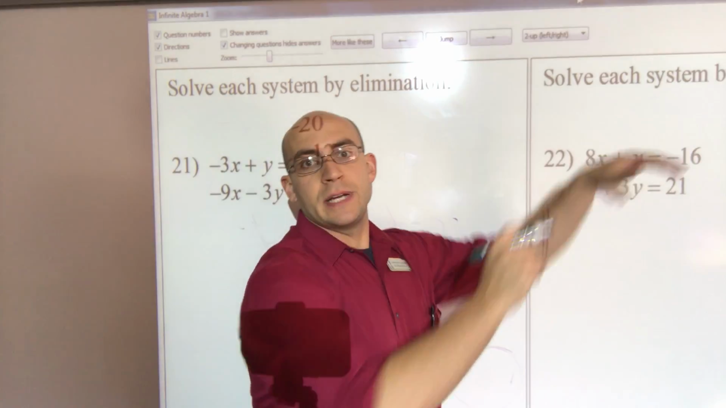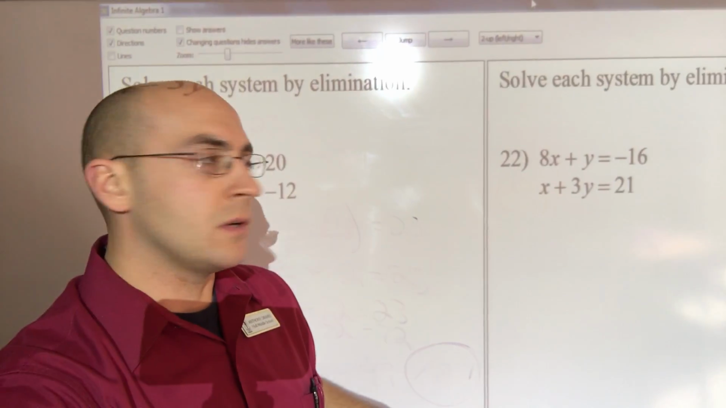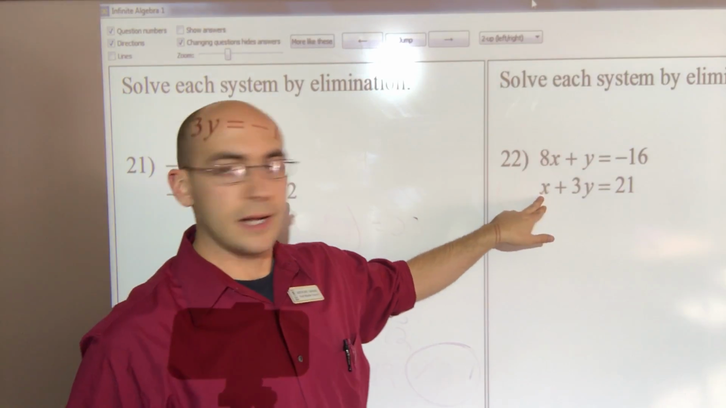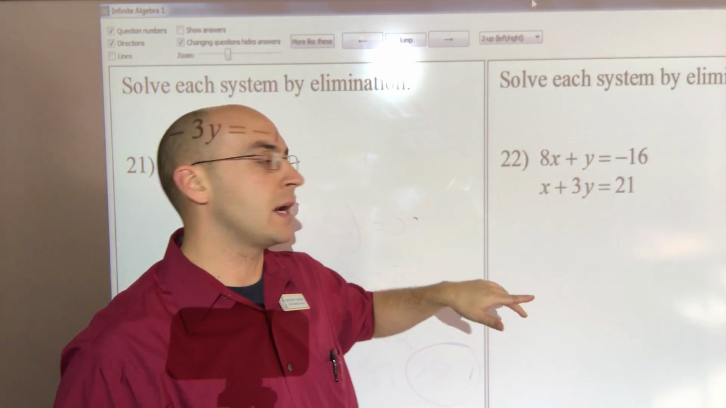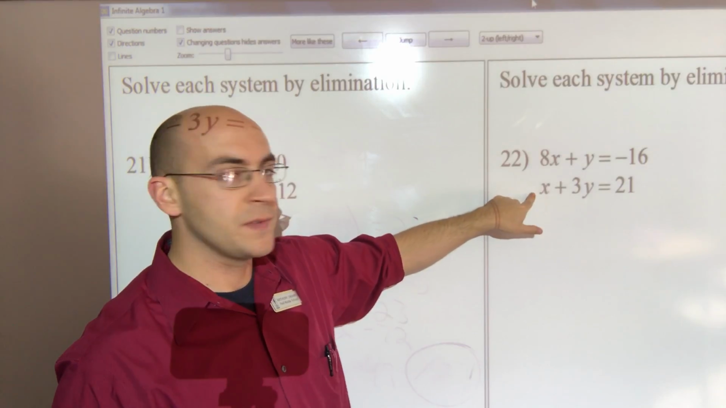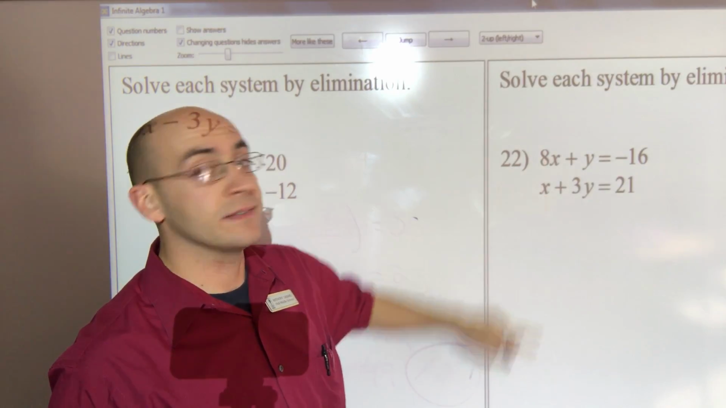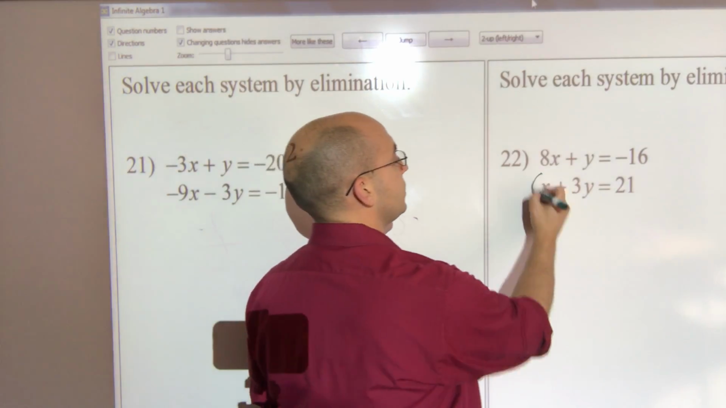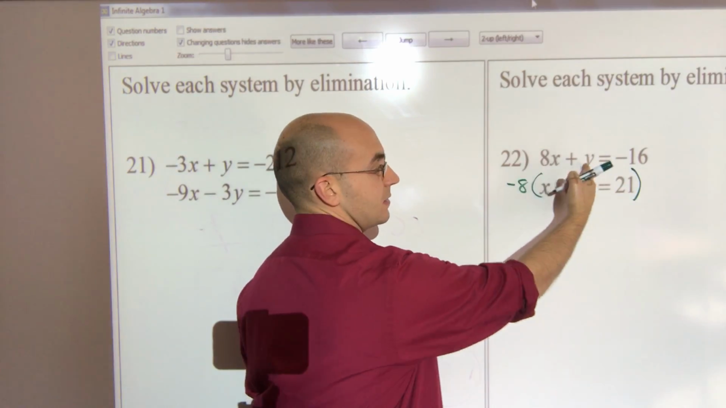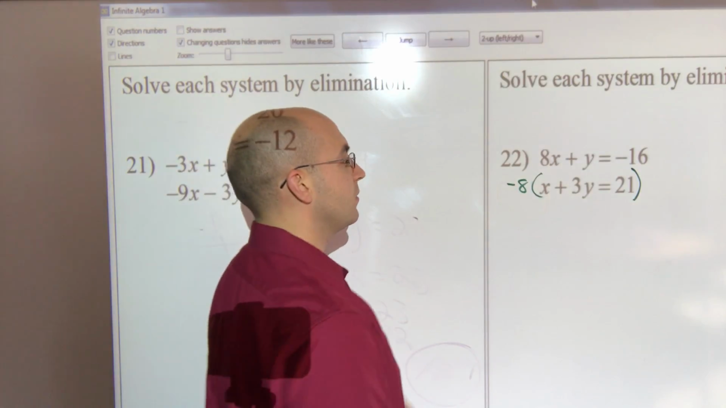I need opposites for elimination. I'm trying to eliminate a variable, right? They don't line up right, but I'm going to make them line up by forcing this equation to look like the opposite of that. So I'm going to multiply this bottom equation by negative 8. Now you don't have to do the bottom equation. You could have chosen to make this a negative 3. Just up to you, whatever you feel more comfortable with.